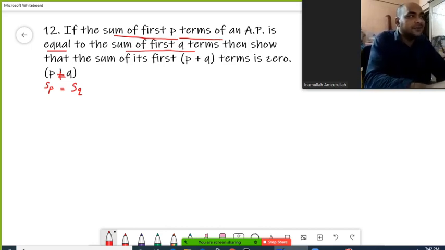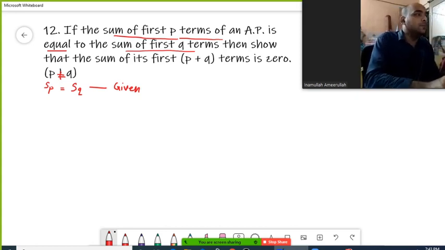So just keep this part reserved. Work on this: SP is equal with SQ. So this is given. This is a condition which is already given in our problem, that the sum of first p terms is equal with the sum of first q terms.